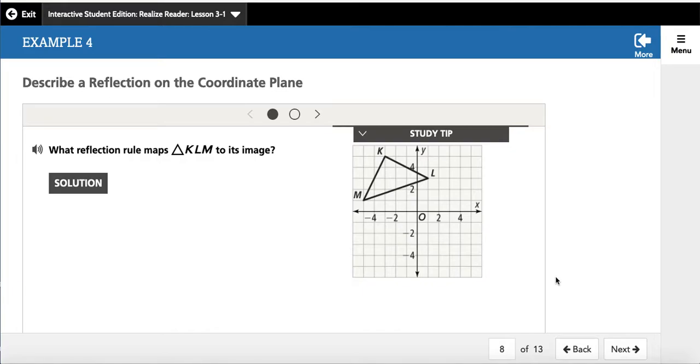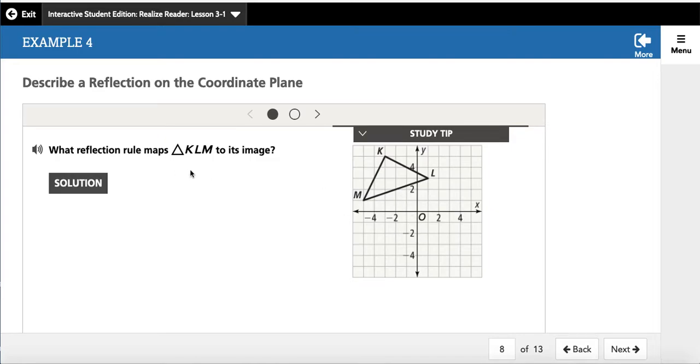Hello, geometry students. This is a video of example 4 for geometry topic 3, lesson 1. What reflection rule maps triangle KLM to its image?